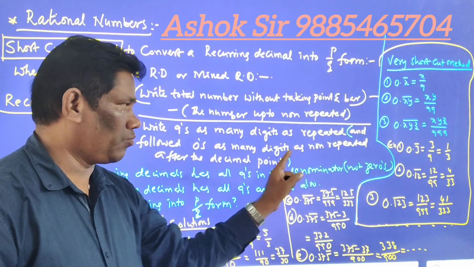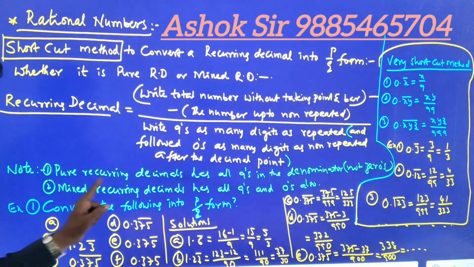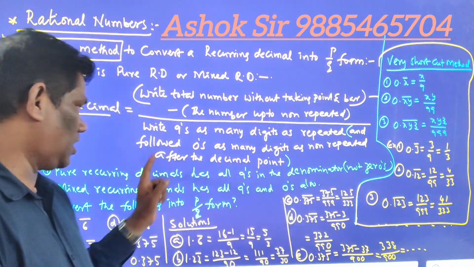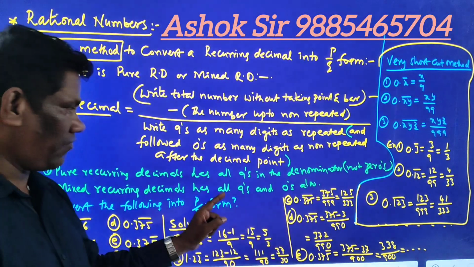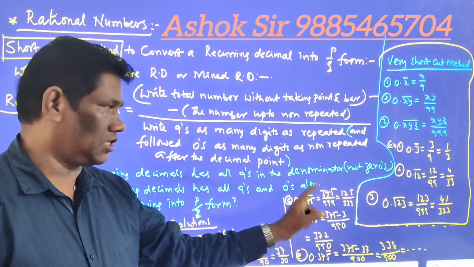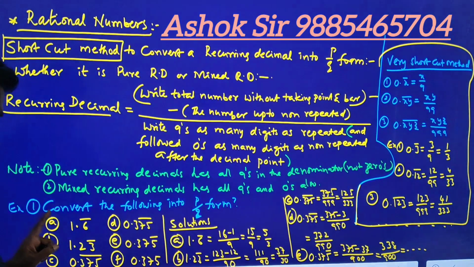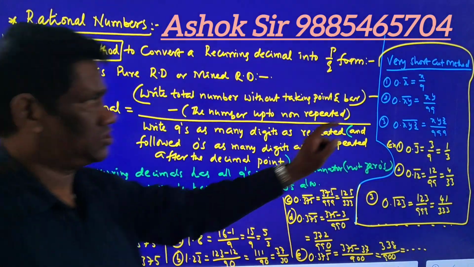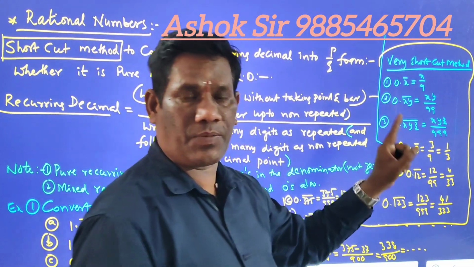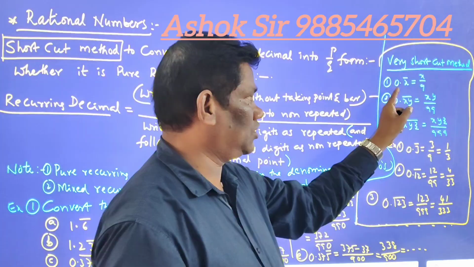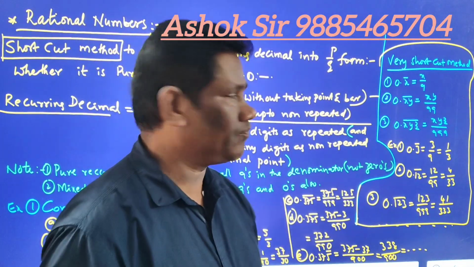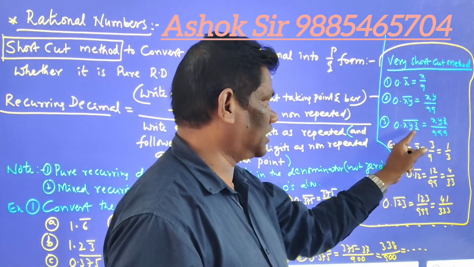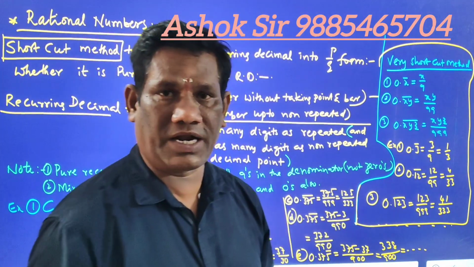Here I am using brackets because pure recurring decimals have all nines in the denominator but no zeros, and mixed recurring decimals have nines as well as zeros. Now convert the following into p by q form. Before taking these problems, let us take a very short shortcut for some types of recurring decimals. That is, 0.x bar is x by 9, 0.xy bar equals xy by 99, and 0.xyz bar equals xyz by 999, and so on.